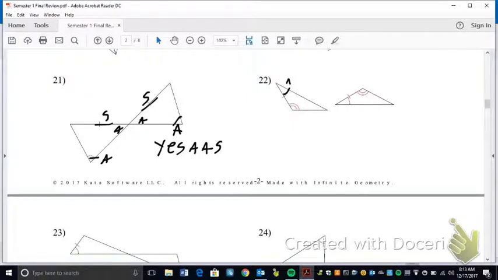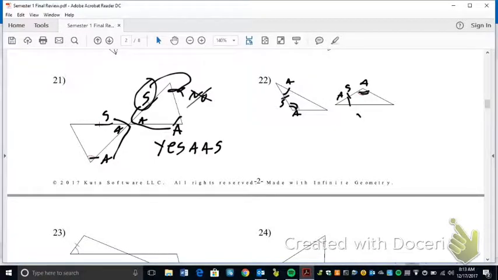Then on 22, we have 2 angles. And the side, see how the side is in between the 2 angles? That's how we know the difference between angle, angle, side and angle, side, angle. Here, no side in between. Here, yes, side in between. So we go yes, ASA. See how it's set up like that?